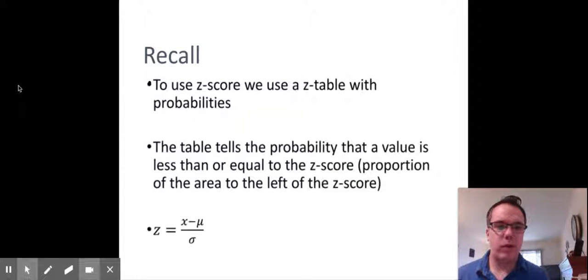So real quick, we're going to recall what a z-score is. I'm going to pause now so you can pause the video and write this in your notebook. And when you're ready, hit play again.